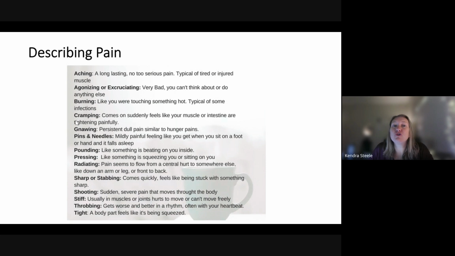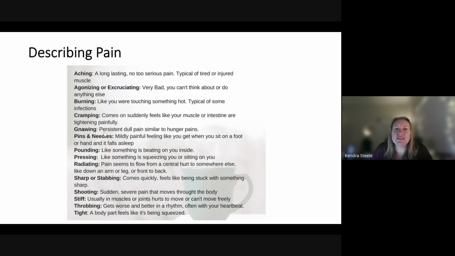You also might have a cramping pain. This comes on suddenly and feels like your muscle or intestine are tightening painfully. Athletes can get muscle cramps in their leg or their arms. Lots of times we also get cramping in our abdomen, in our middle section. It can be if you have eaten too much, if your stomach hurts and you need to use the bathroom. Cramping is a pain in your abdomen or muscles, okay? And it hurts.